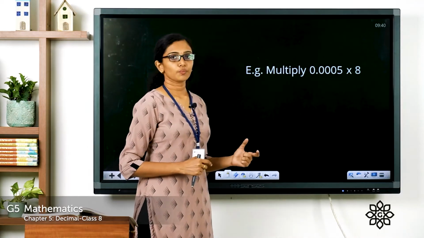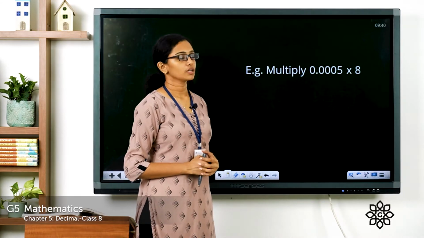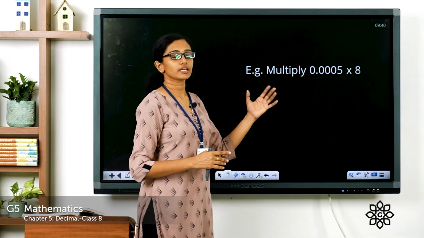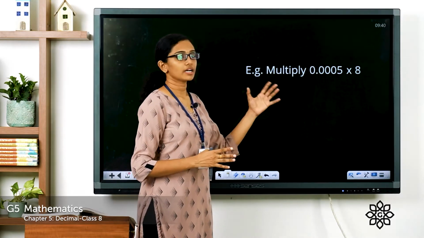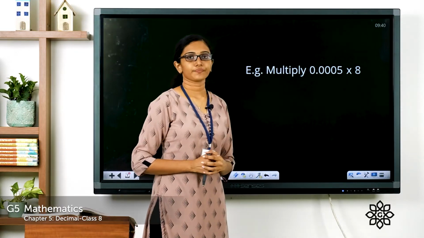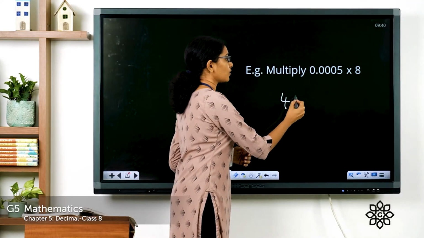Multiply 0.0005 by 8. How can we do this? Either you can just ignore the decimal point and continue with the multiplication, or you can just do 5 times 8. And what is 5 times 8? 5 into 8 is equal to 40.